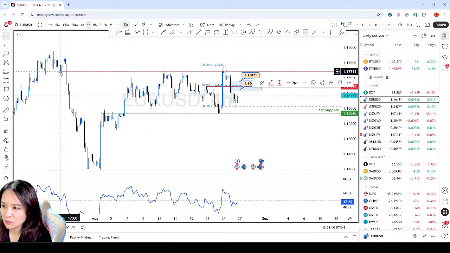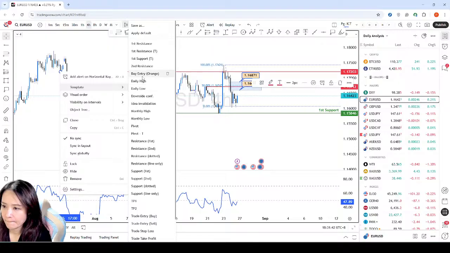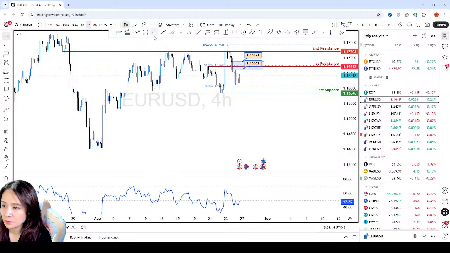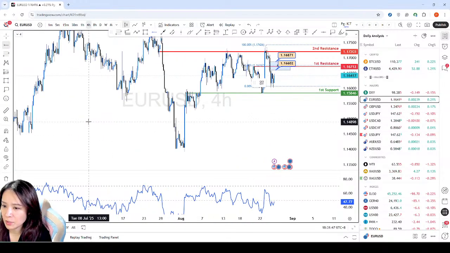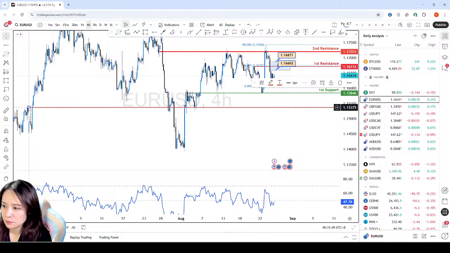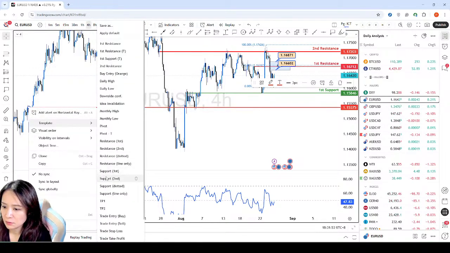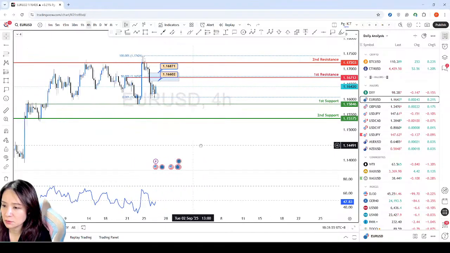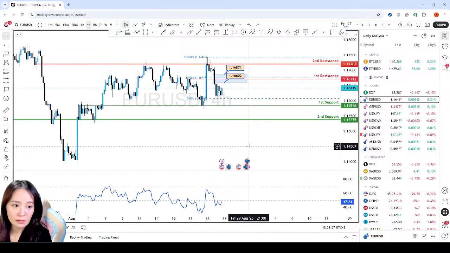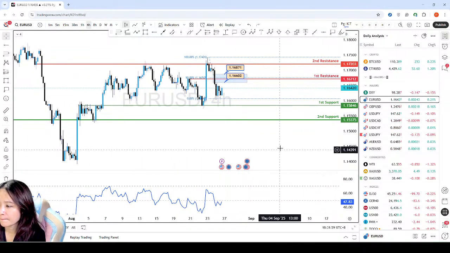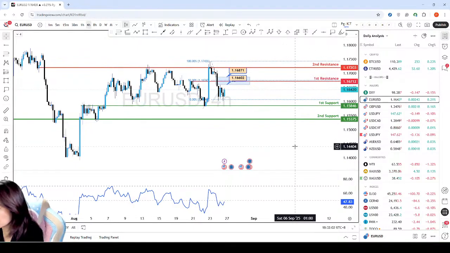The second resistance is here. The next support I do here, I will monitor. That's going to be the zones. Okay, now I'm going to finish up.